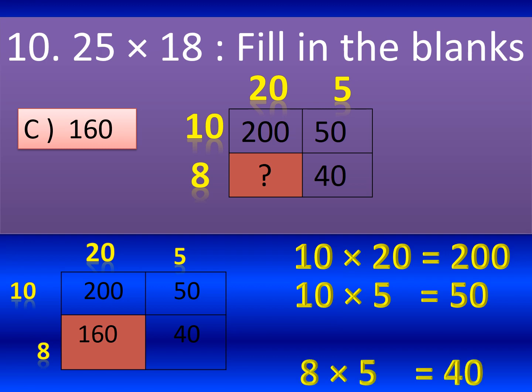Third, 8 20s are, we don't know, we have to find out. So let's leave it now. Now 8 5s are 40, which is to be written in the second row's second box. Now how to find the empty box? 8 20s are 160. That 160 is to be written in the empty space of the given box multiplication. So 160, option C, is the correct answer.